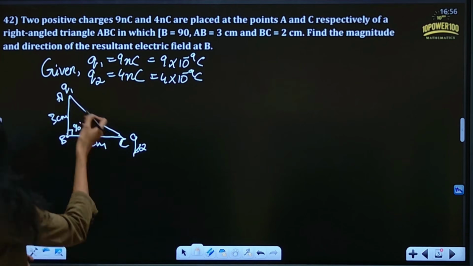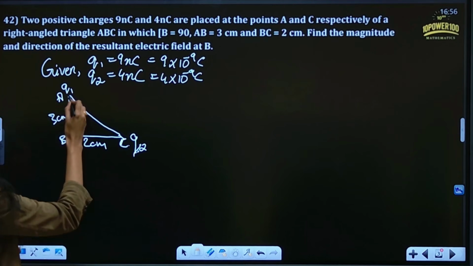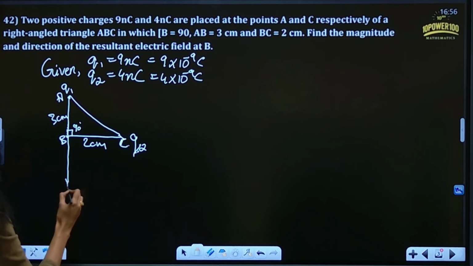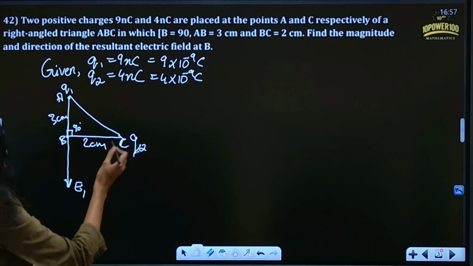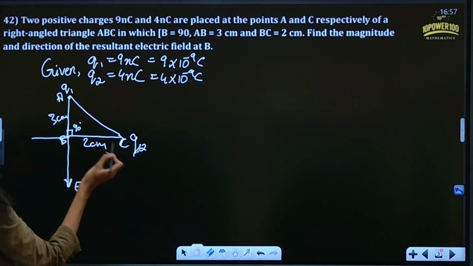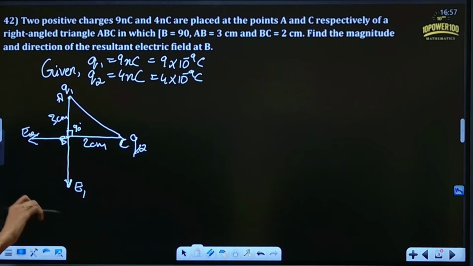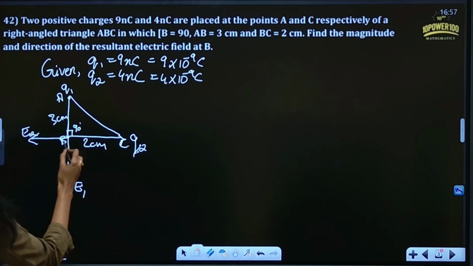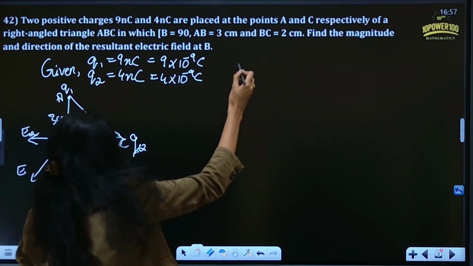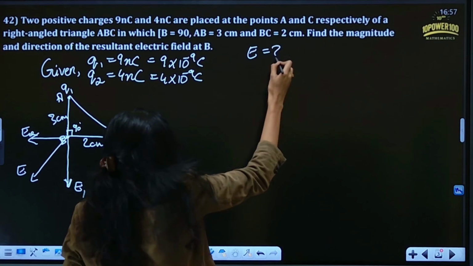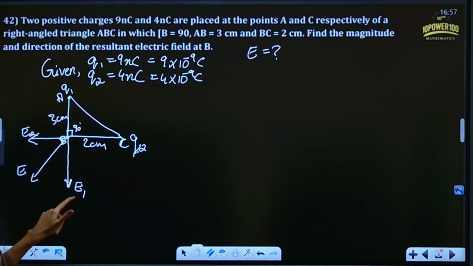As we know that these two are positive charges, the electric field due to A, as it is a positive charge, will be directed outwards. Let me name this as E1. The electric field due to the charge Q2 is again directed outwards, and let me name it as E2. The resultant of E1 and E2 is taken as E. Now we are supposed to find the magnitude of E and the direction of E. First let us find E1 and E2.